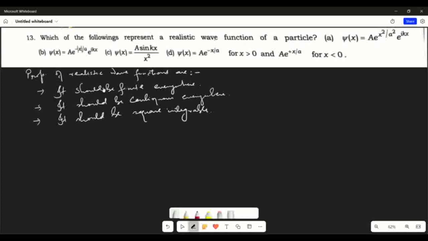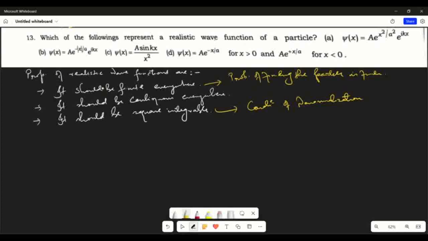Finite everywhere: this condition leads to the probability of finding the particle being finite. And square integrability leads to the condition of normalization. So if any wave function is not square integrable, we cannot normalize it. And if we cannot normalize it, we cannot find the probability of finding the particle at any point.